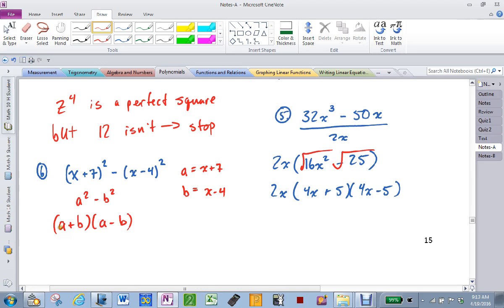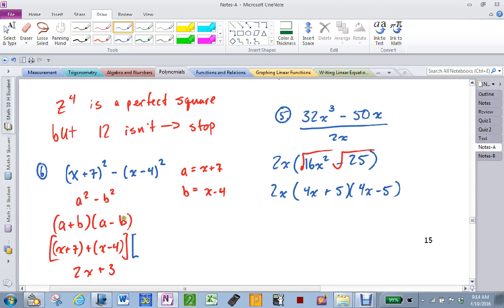Now, look how easy that is. What's a? X plus 7 plus b, x minus 4, right? So that, what's x plus x? 2x, and what's 7 minus 4? 3. And that's the first half, yes? Everybody cool? And what would the second half have been?